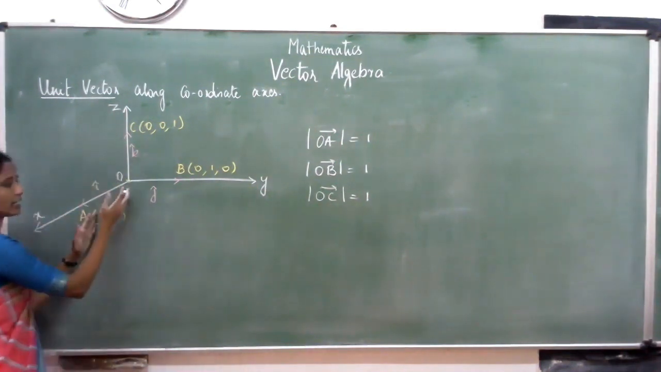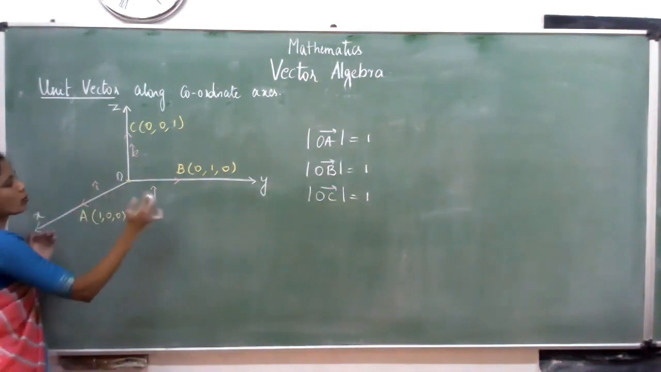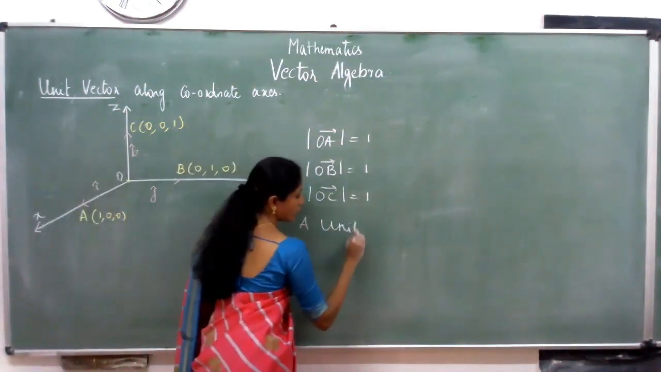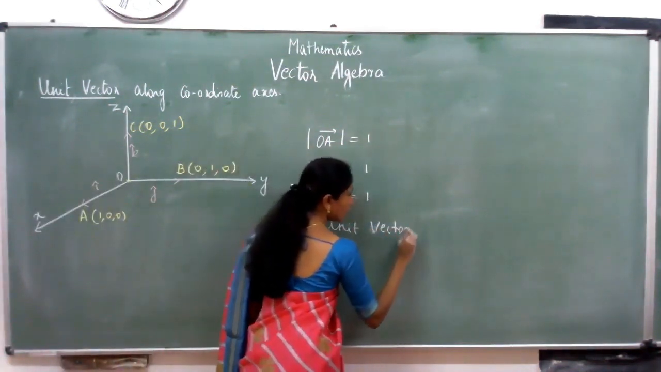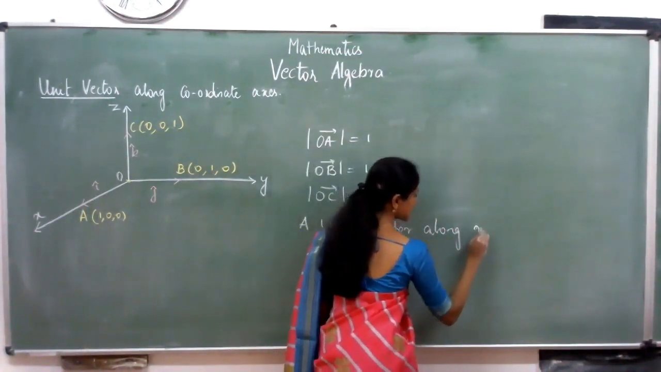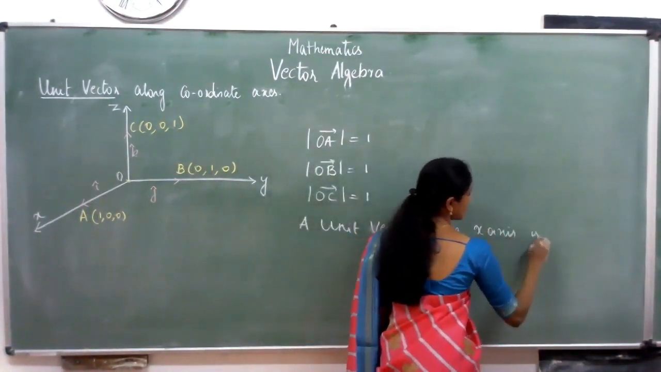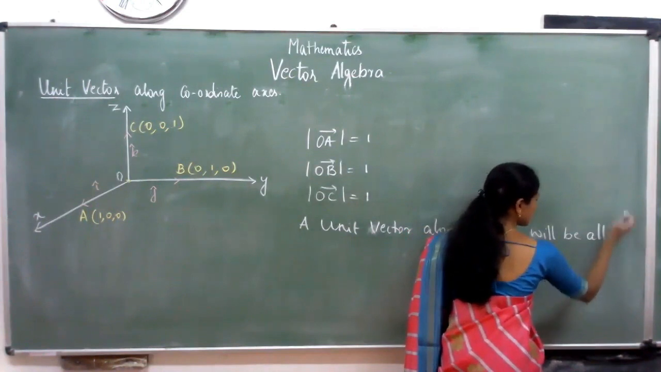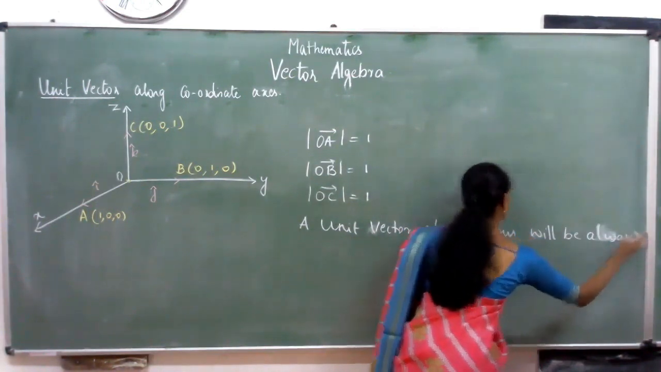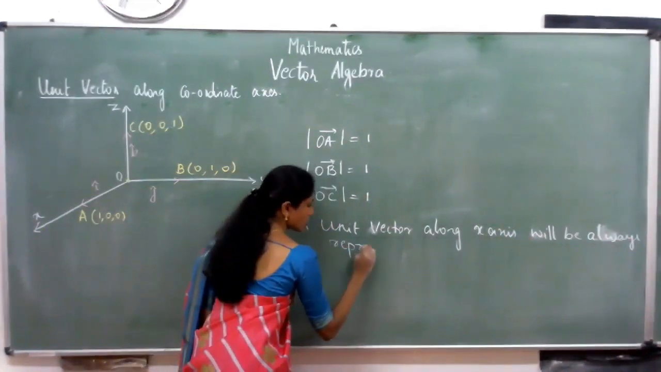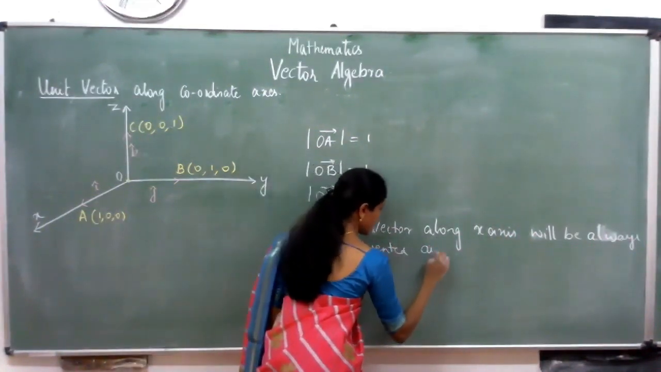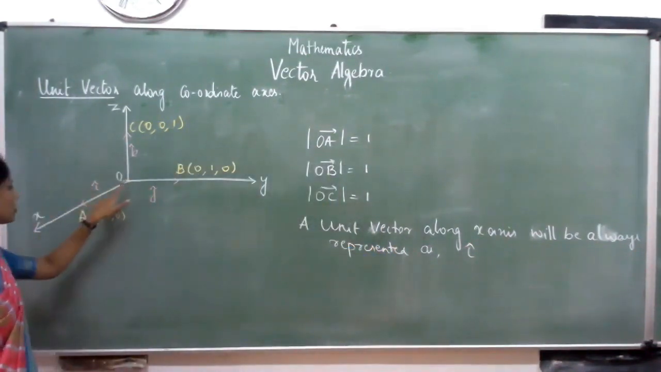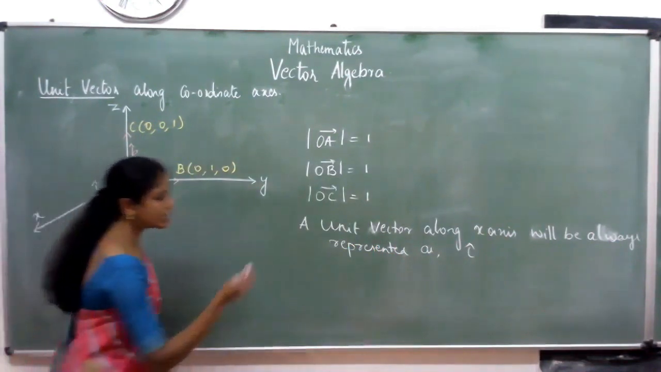So, since these vectors are represented on x, y and z axis respectively, a unit vector along x axis will be always represented as I cap. So the unit vector along x-axis will be always represented as I cap.